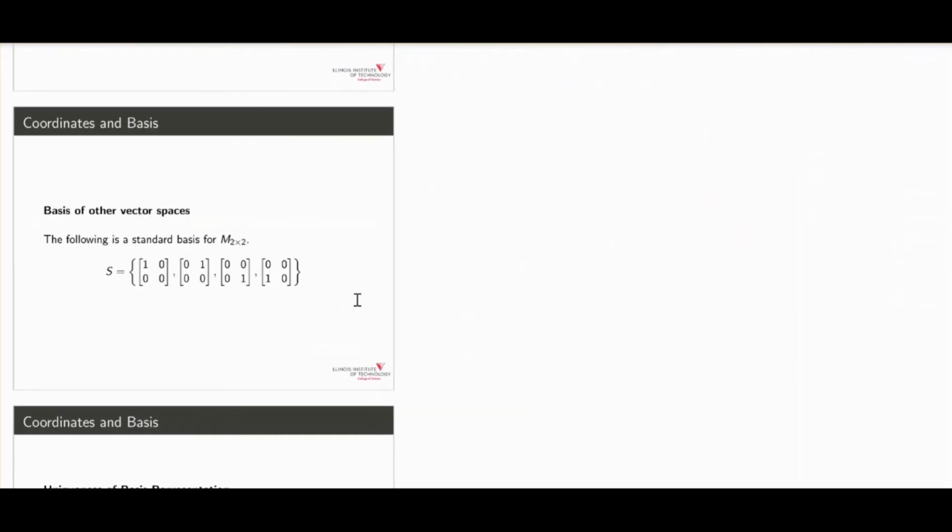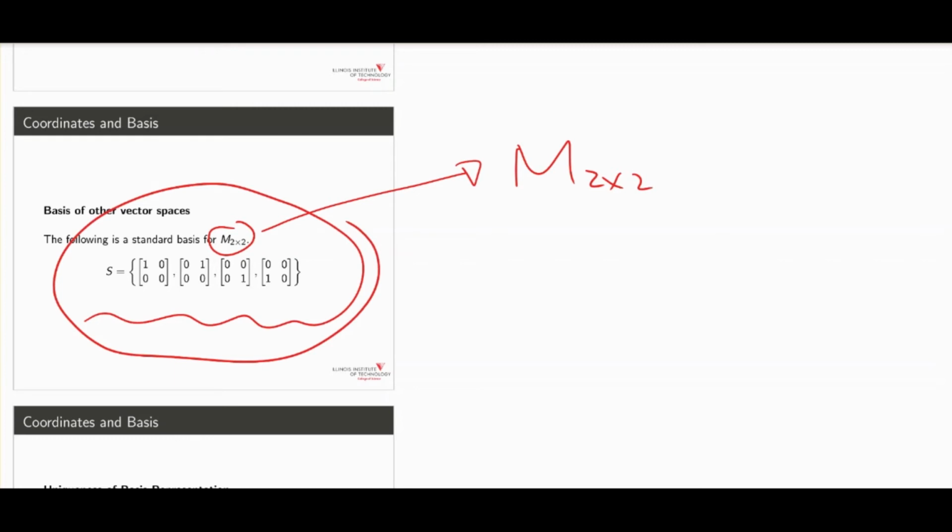Now, I just want to give you a quick example on another vector space. This vector space consists of all the 2x2 matrices. It's very easy to see that this is a standard basis for this vector space, because you can see how it spans the space, and you can also see how they are independent. You don't even have to do any computation. You can just see it. So these are the standard bases for the spaces consisting of matrices.